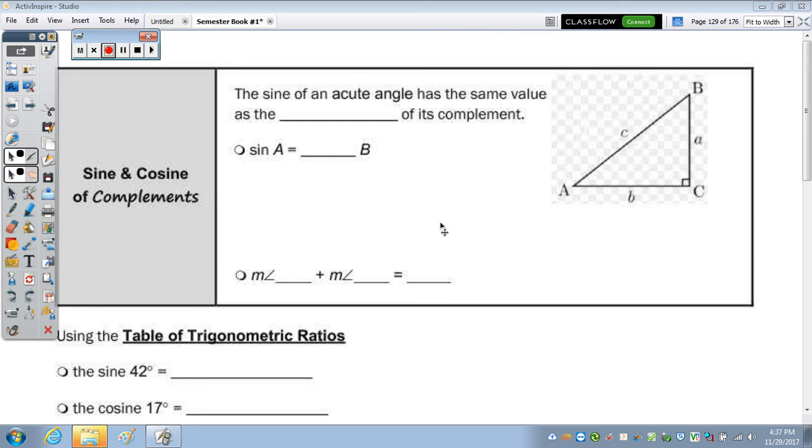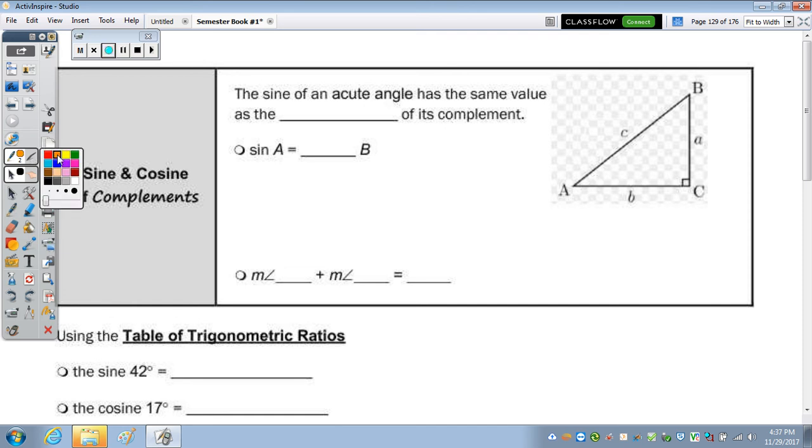In today's notes, we're going to take a look at the sine and cosine of complements, and then we're going to find a missing side using our trig ratios. So to start, at the top of the page, it says the sine of an acute angle has the same value as the blank of its complement.